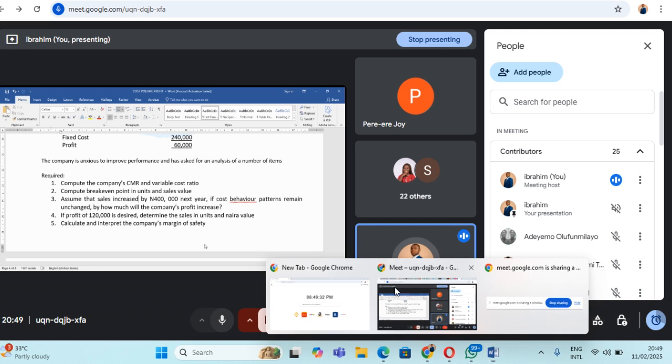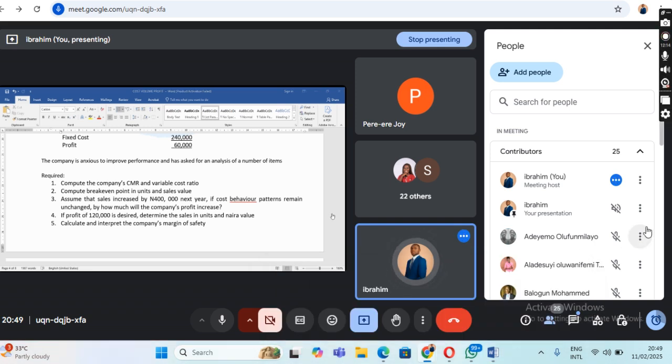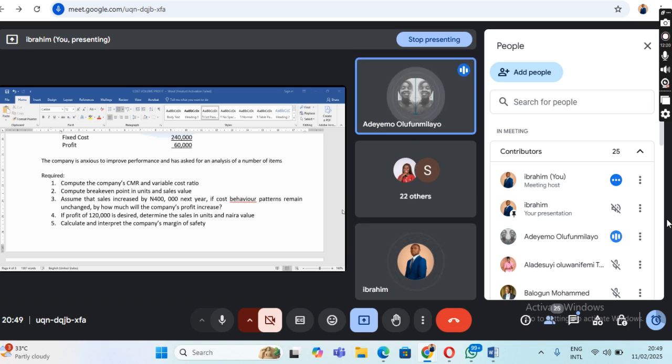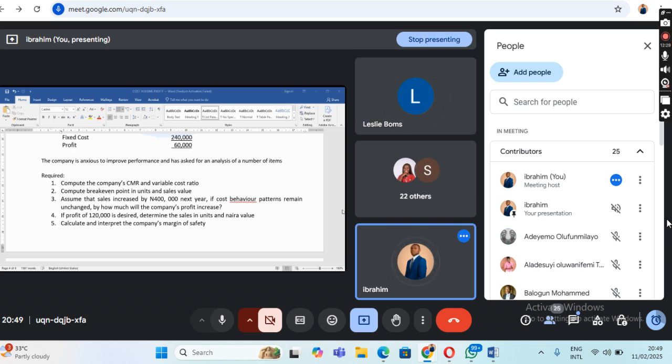I just need someone to give me the formula. What is the formula for calculating break-even point in units? I will not write it out. Give me the formula. Fixed cost divided by contribution per unit. Contribution per unit. One after the other.